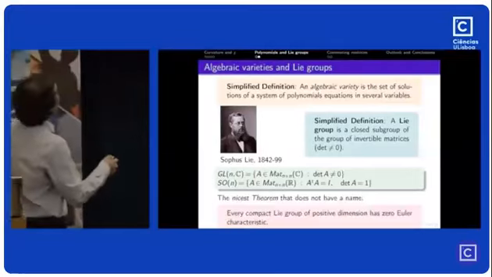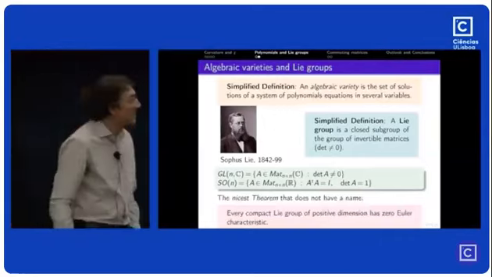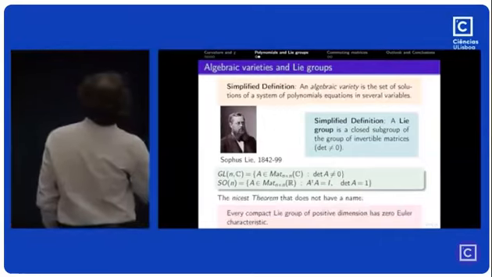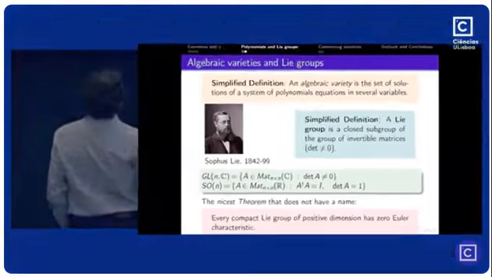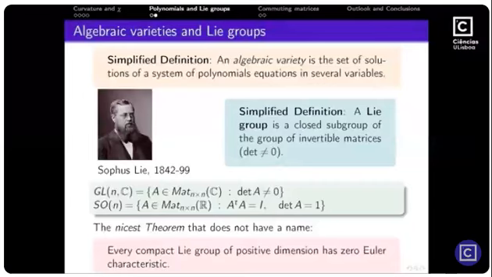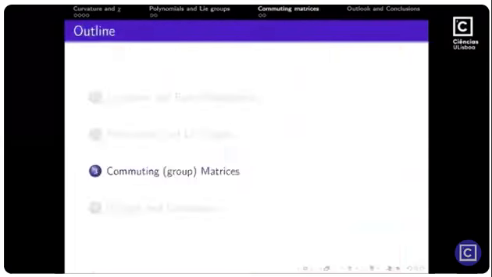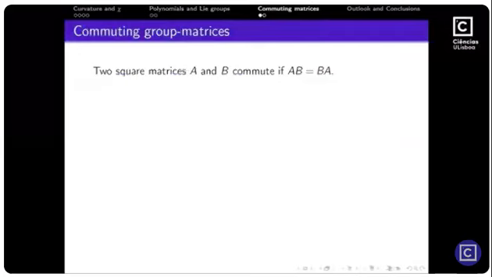And I like to call this the nicest theorem that doesn't have a name because it's a computation of an Euler characteristic of a Lie group. When it's compact and has positive dimension, then the Euler characteristic is 0. Well, some interesting results. And of course, I would need to define the Euler characteristic for a higher dimensional space, but it's in the same way. I triangulate a space with higher dimensional cells, and it's an alternating sum of the numbers of elements in each dimension. Okay, so now commuting group matrices.